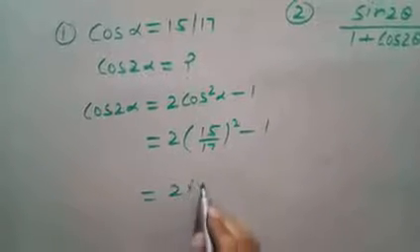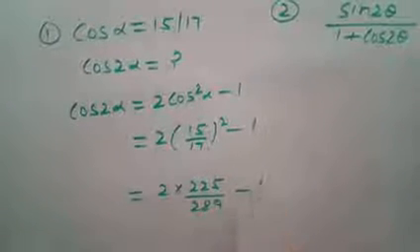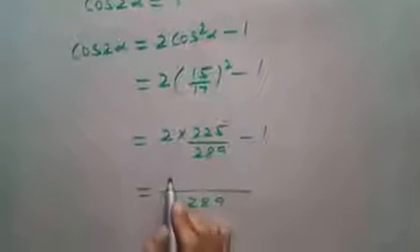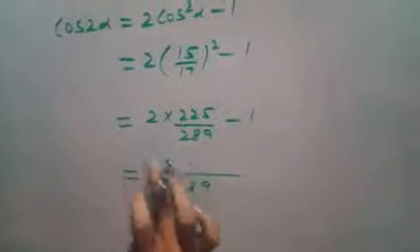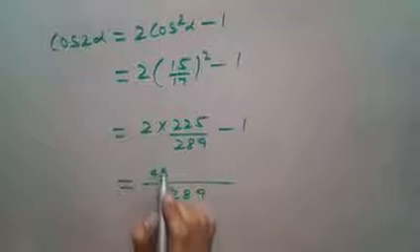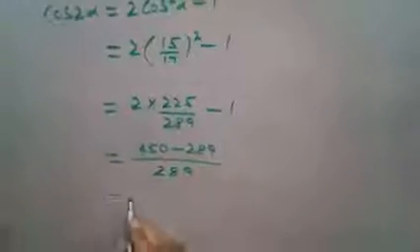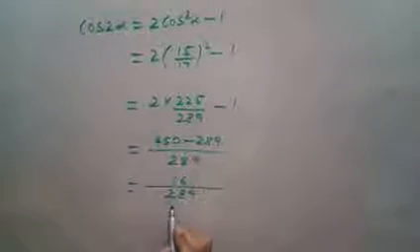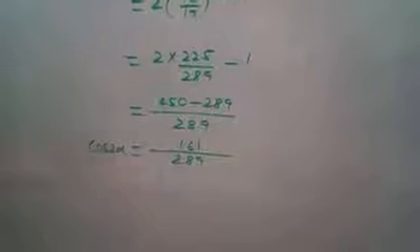So 2 into 15 square 225, here is 289, minus 1. So if we take the LCM, that is 289, here is 450 minus 289. So 289, 161. So the value of cos 2 alpha will be this.